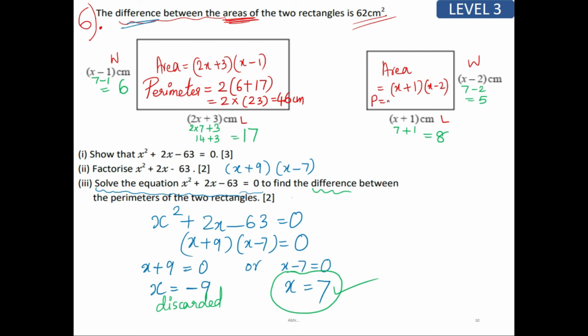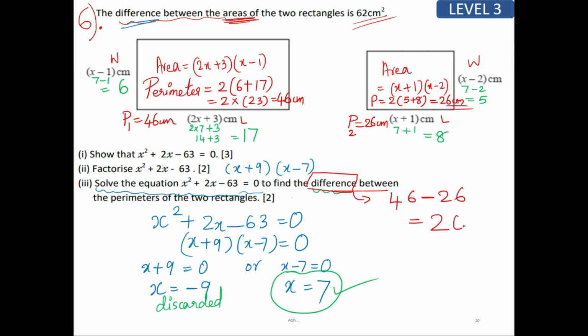Here the perimeter is going to be 2 times 5 plus 8, which is going to be 2 times 13, which is 26 centimeters. Now the question is to find the difference between the perimeters. 46 minus 26 giving you a 20 centimeters. So this is your answer to part 3. That's it.